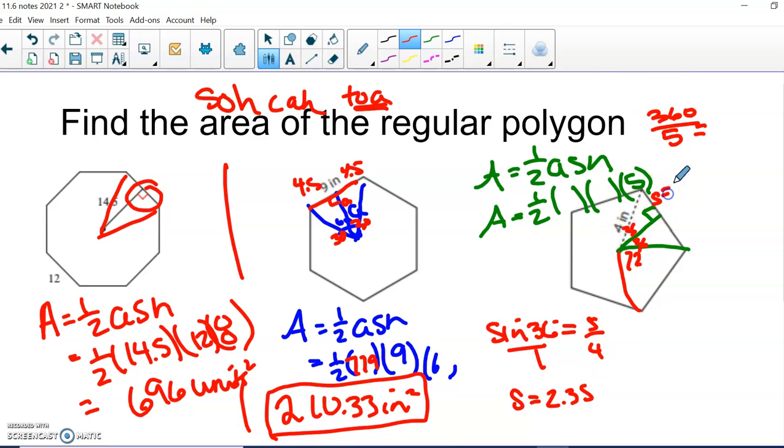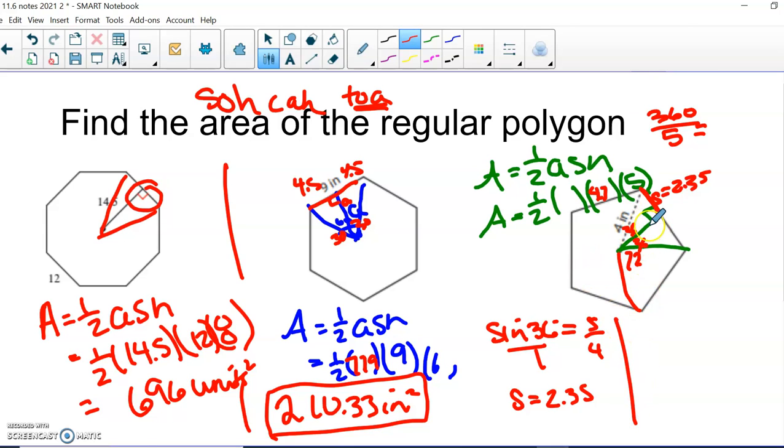So I know that this equals 2.35, but just be careful. Remember, that's only here. That's just the opposite from the 36. I need the whole thing in order to be my side length. So don't forget to double that, okay? So I'm going to multiply that by 2, and I get 4.7. So now we have our S, our 4.7. If you wanted to at this point, you could certainly do Pythagorean theorem using the 2.35. I'm just going to stick with trig.